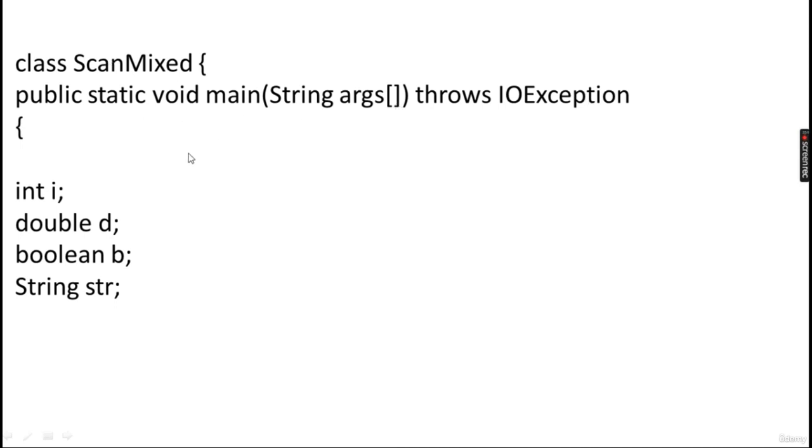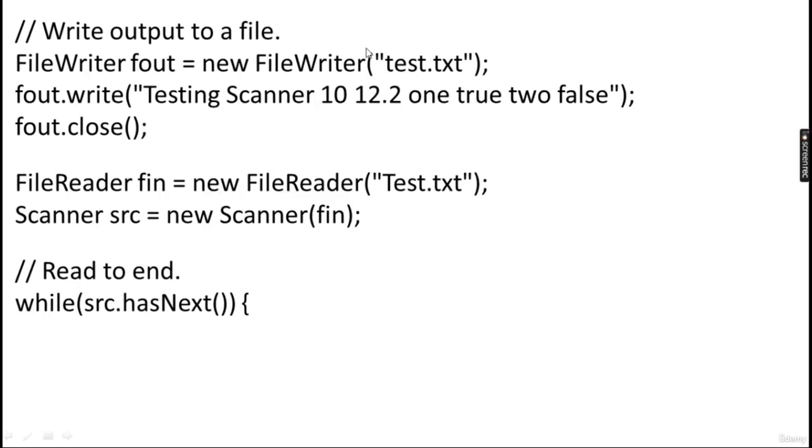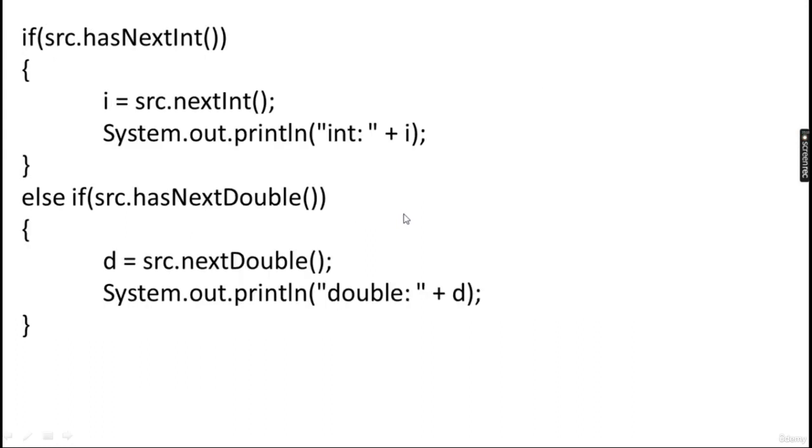Throws IOException if the file cannot be inputted and outputted. I int, D double, B boolean, S string. The output of file testing scanner 10 12.21 true false. So the file is first of all written, then it is opened for reading. While source.hasNext, if source.hasNextInt, i = source.nextInt, System.out.println int plus i. If source.hasNextDouble, d = source.nextDouble, and print double colon d.